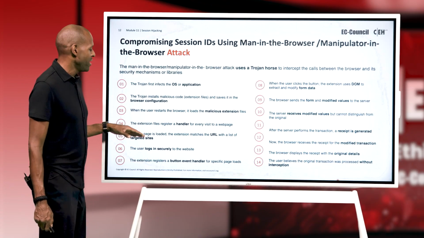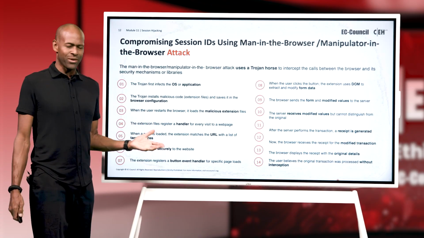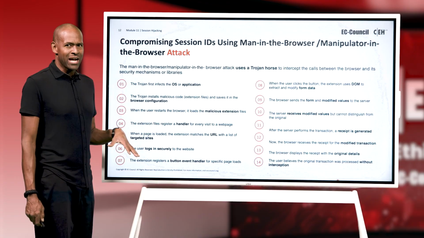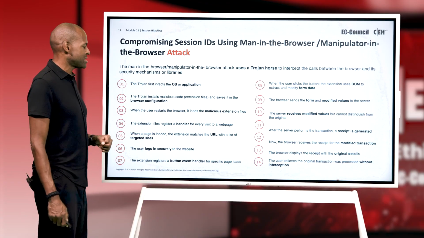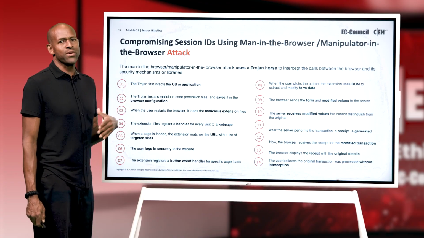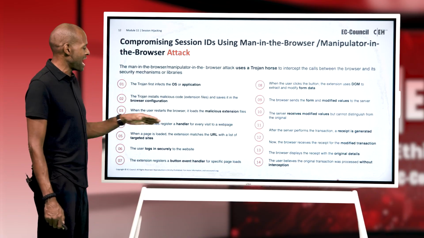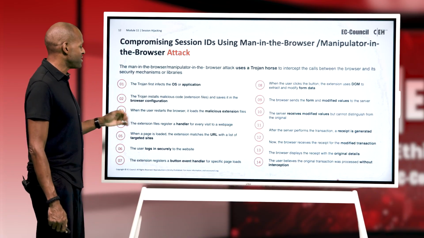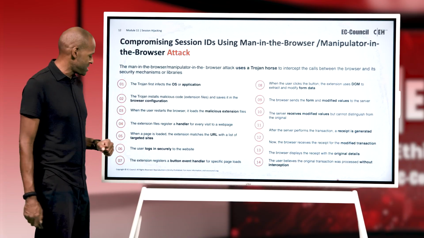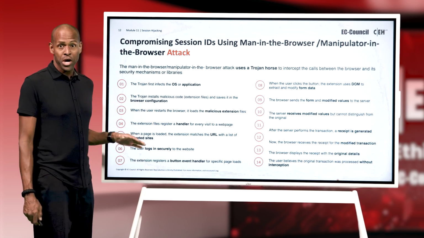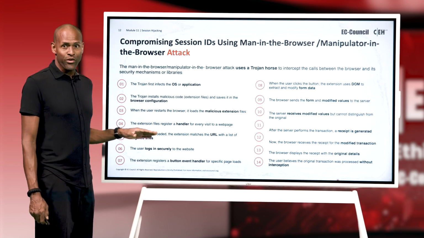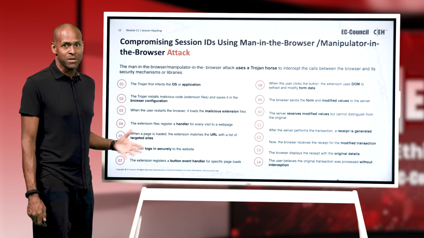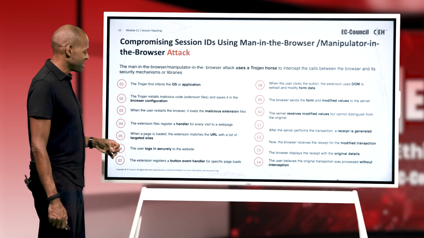Number four, there's a handler. What is a handler? A handler will react under certain circumstances. So for instance, on click, off click, mouse move, or whatever. So there's a handler that runs every time you visit a web page. But what web page? Number five, there's a targeted list. So it might have a list, for instance, of financial institutions of various types. It could be thousands of financial institutions.